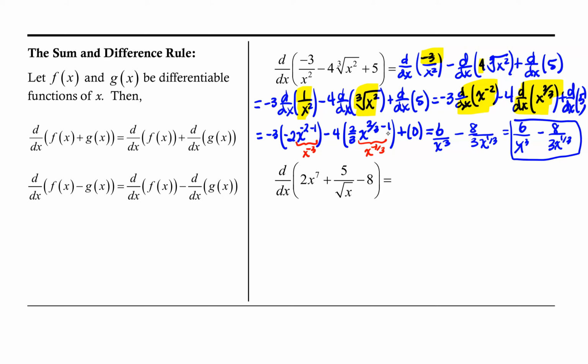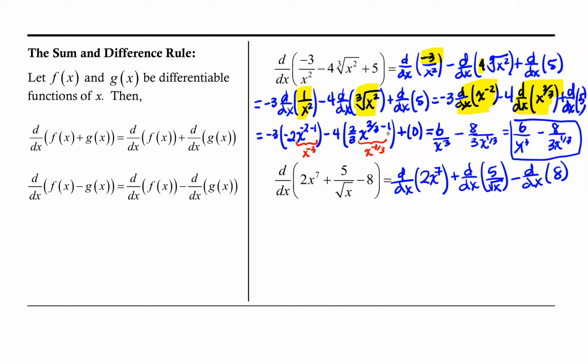Let's take a look at our second example here. Again, we'll begin by applying the sum and difference rule first. So we're going to end up with the derivative of 2x to the 7th plus the derivative of 5 over the square root of x minus the derivative of 8. So we use the sum and difference rule there.